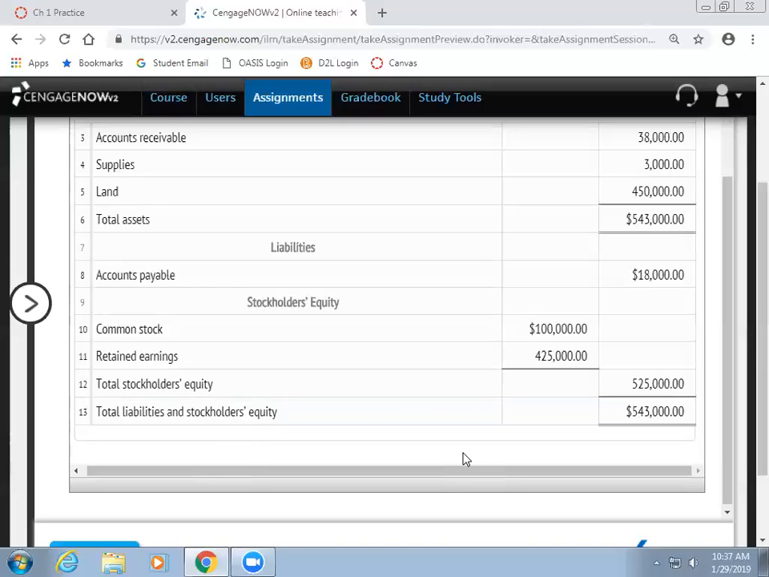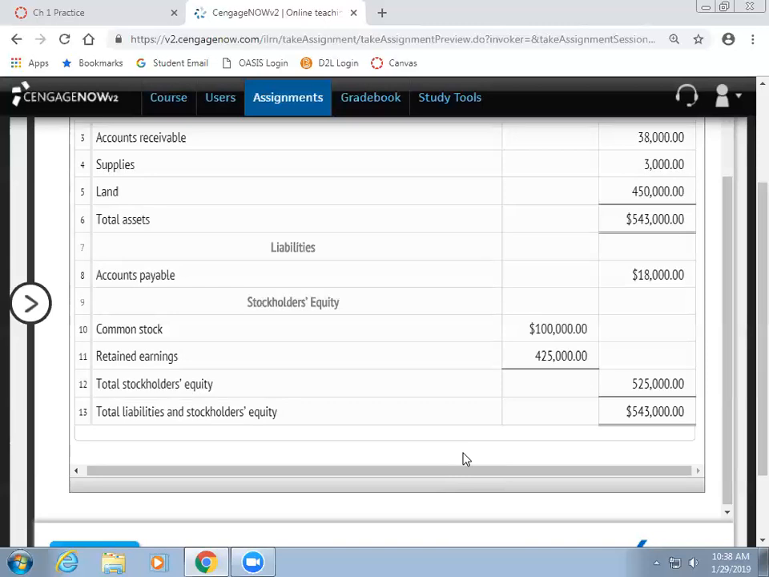So we notice line 6 total assets is 543,000 equals line 13 liabilities and stockholders' equity of 543,000. So that's the whole purpose of the balance sheet, is to show total assets equal liabilities plus stockholders' equity. Okay. So when you've done the whole balance sheet, those two amounts should equal. Hence the word balance sheet, right? Kind of self-explanatory. So that's the whole purpose of your balance sheet.